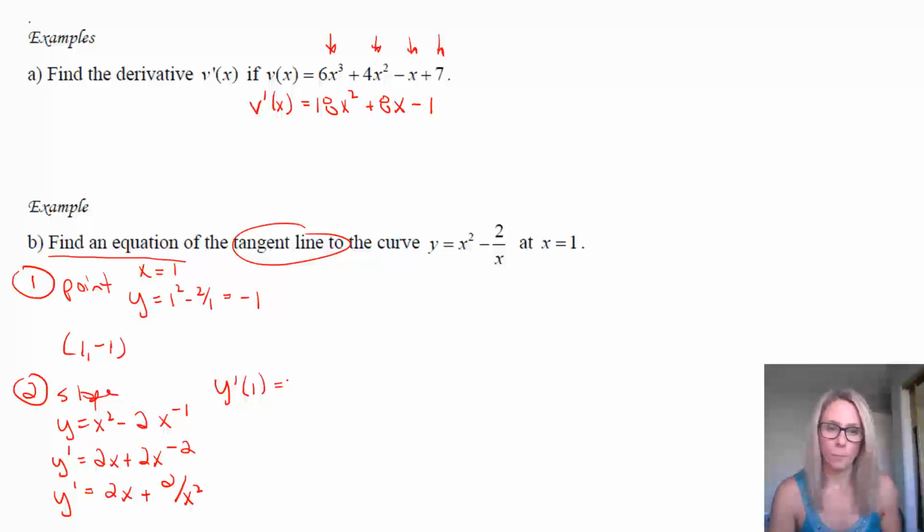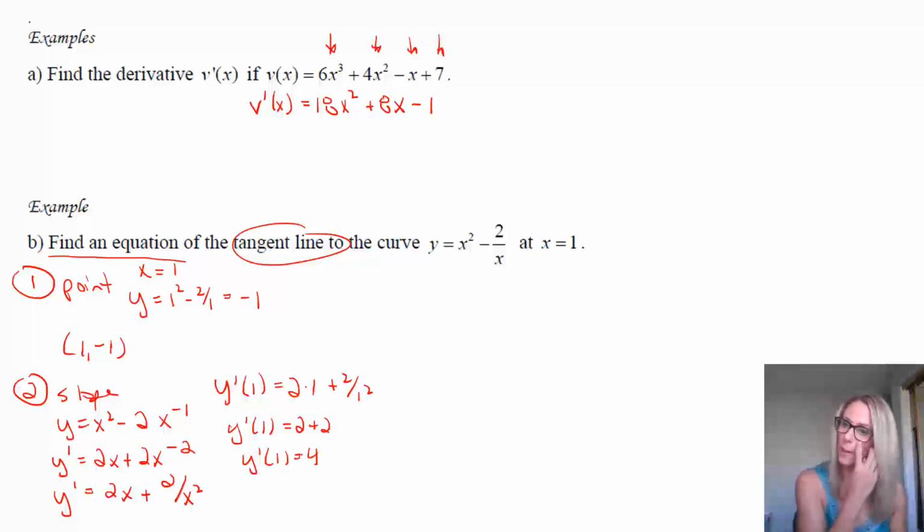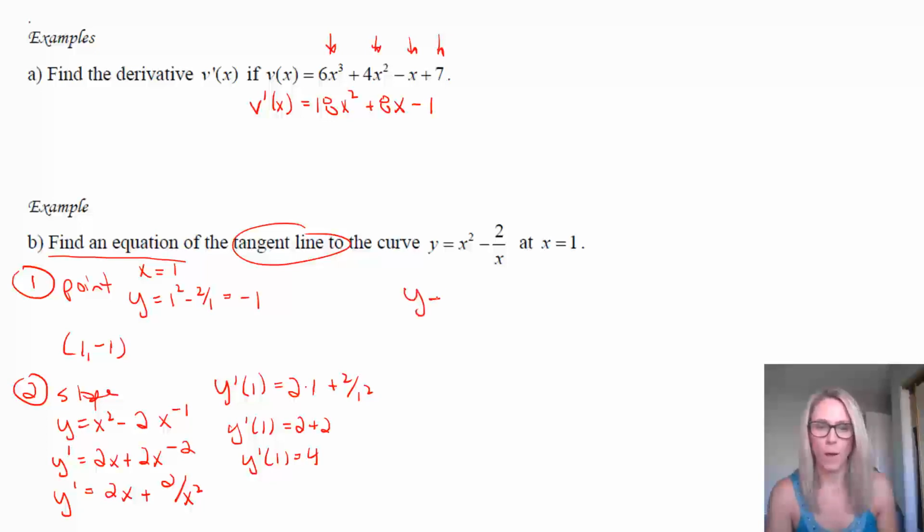So we're going to plug it in. We'll have 2 times 1 plus 2 over 1 squared. So you can evaluate that. So no surprises here. We get a slope of 4. So we have our point, we have our slope, and now, as always, we just go to point slope form. If you want to bust out slope intercept form and then find your b and do it that way, that is okay. I'm going to have y minus -1 equals 4x minus 1.